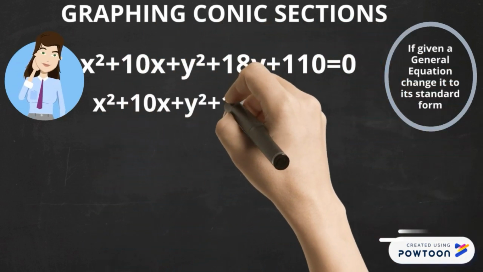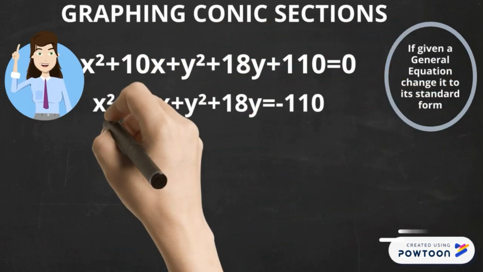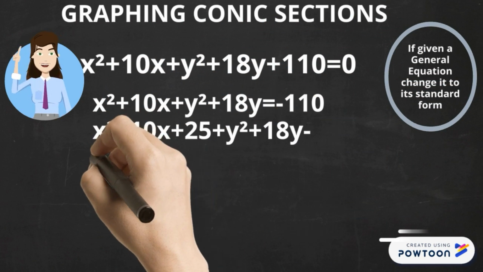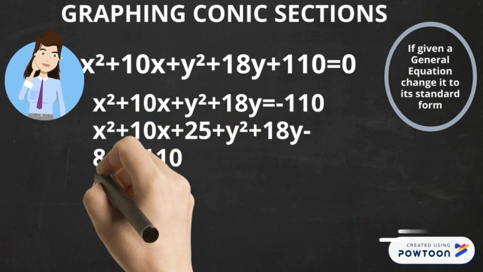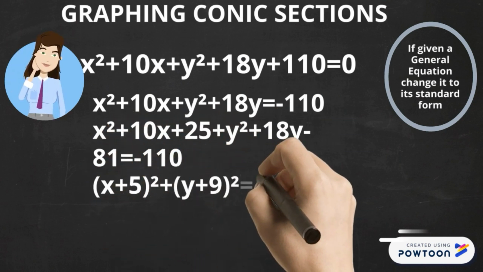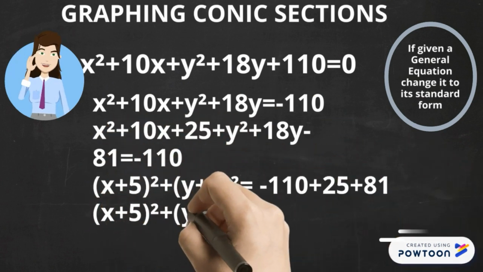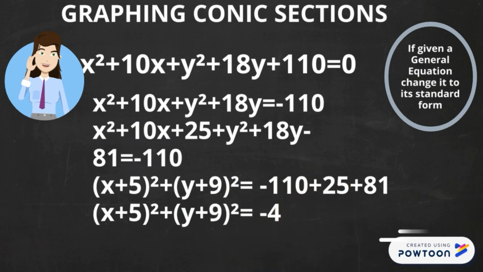By inspection, the equation is a circle because in the equation, the two variables have a degree of 2 and the leading coefficients are the same. If given a general equation, change it to its standard form. On x squared plus 10x, we need to divide the 10 by 2. Then we square it. We get 25. Since we add 25 on the left side, we also need to add 25 on the right side.